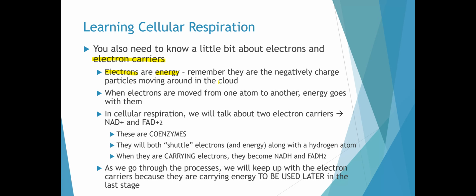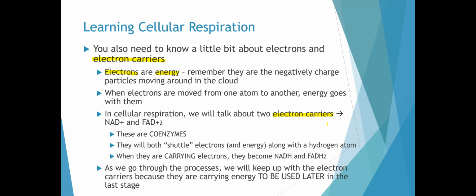So when we move electrons from one atom to another, it's carrying energy with it, okay? So just when they move into different orbitals, they're changing energy levels, all right? That's what those orbitals are. So when they get transferred to something else, they're carrying some of that energy with them because electrons are energy. So we're going to talk about two electron carriers.